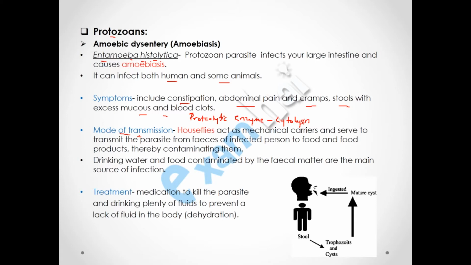As you can see in this diagram, the stool of an infected person is released into the environment, and the cyst of this Entamoeba histolytica is released with it. That is ingested by a healthy person through food or water, and the cyst develops into a protozoan parasite and infects the large intestine or the lower part of the small intestine of that healthy person, and that person becomes infected.